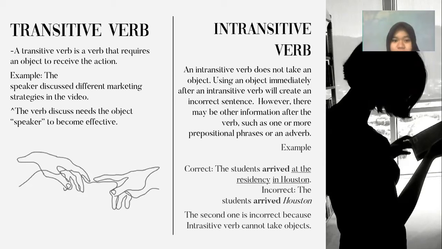Next, intransitive verb. An intransitive verb does not take an object. Using an object immediately after an intransitive verb will create an incorrect sentence. However, it can be followed by prepositional phrases or an adverb. Example: the students arrived at the residency in Houston. Incorrect: the students arrived at Houston. The second one is incorrect because an intransitive verb cannot take an object.